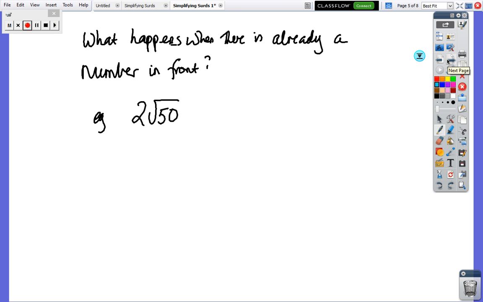So next part. What happens if there's already a number out the front of the big surd? So what we do is 50. It's 50 times 1. That's no good. 25 times 2. 5 times 10 is 50, and that's all. One of those is good, the rest are not. Which one's the good one? And the answer is that one.